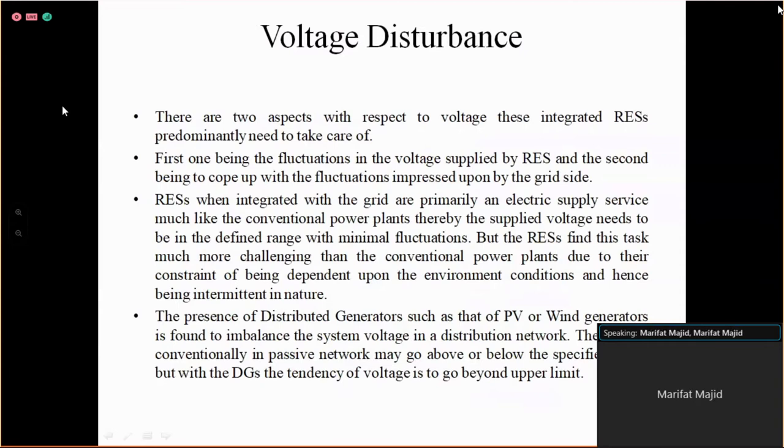First one being the fluctuations in the voltage supplied by the renewable energy sources, and the second being to cope up with the fluctuations impressed upon by the grid side. Also, the presence of distributed generators such as photovoltaic or wind generators is found to imbalance the system voltage in a distribution network. The voltage in a conventional passive network may go above or below the specified limits, but with the DGs, the tendency of the voltage is to go beyond the upper limit.